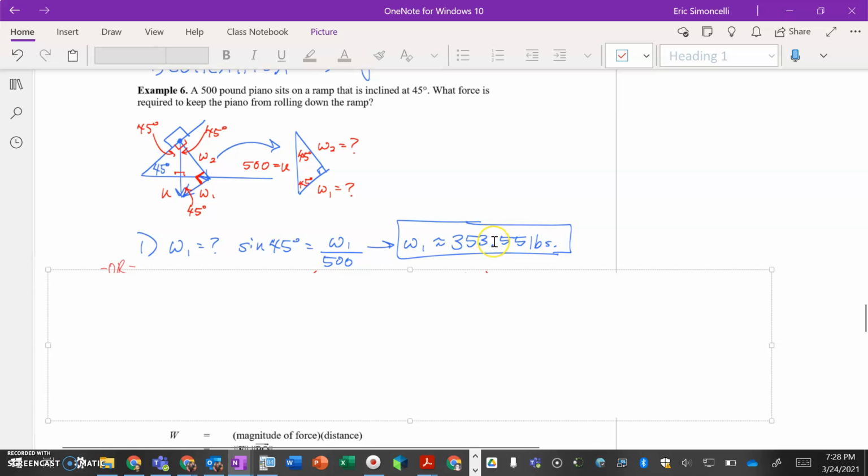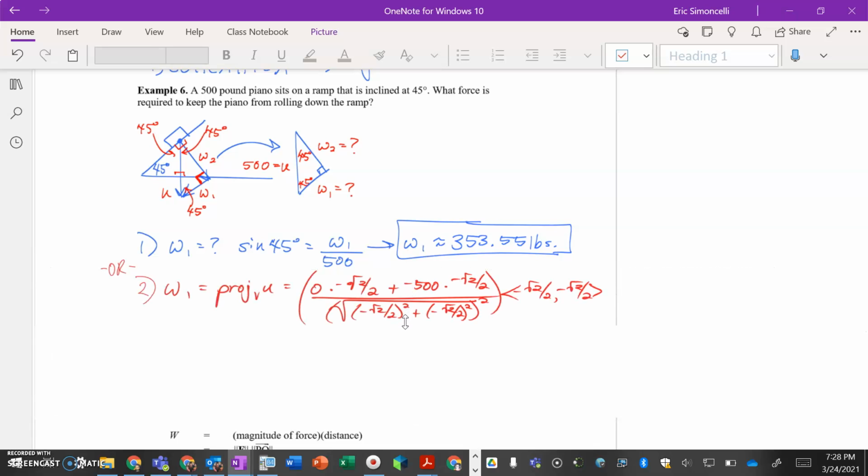Technically, it's equal and opposite if you're going to keep it from rolling down. Okay, let me go ahead and use projection vectors though, because projection vectors are a little bit more interesting to kind of put together in context here. And certainly we can use this to solve the problem just as easily.